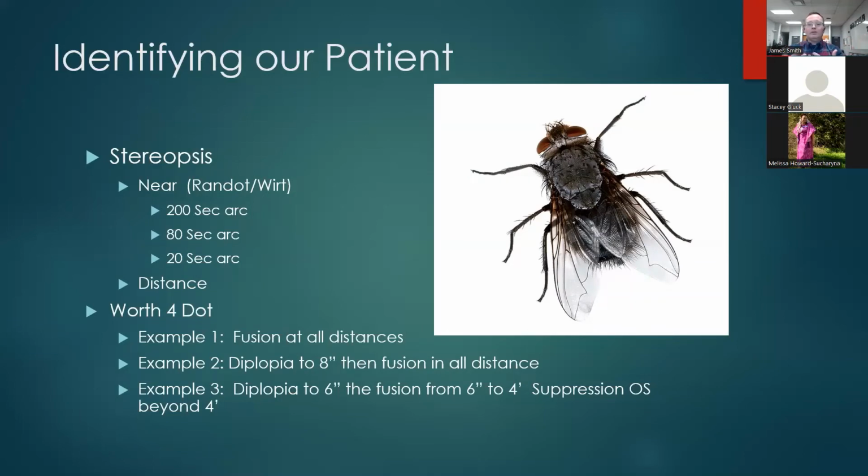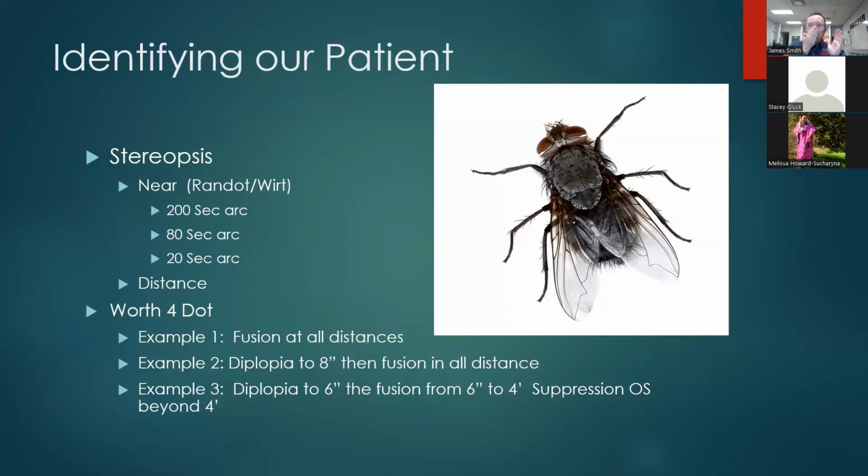Because a lot of the stereo tests are done at Harmon distance, but how is their stereopsis in the distance? Your doctor can show you how they do that. In a lot of clinics, it's part of their screen that they can put up on their mirror, and they can run it with red-blue. Okay, then I look at the Worth 4 Dot. Examples that the doctor would have in notes are fusion at all distances. So I know that, hey, this person is really good to go. An example that I would see a lot of times with somebody with a CI is they have diplopia at 8 inches.